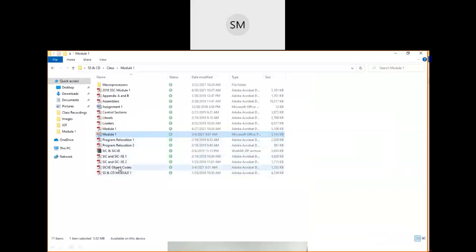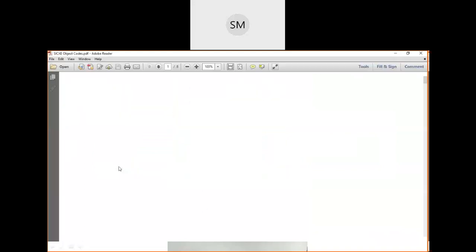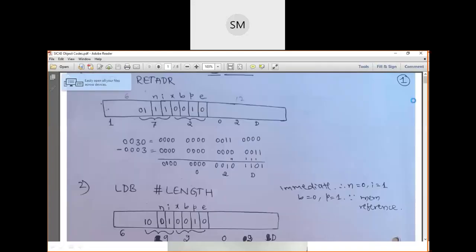Just a minute, I have one more file here. See, the first instruction is STL RETADR. For STL you have to find the opcode, and you should fill these 6 bits here. Then NIXBPE: N is 1, I is 1. It means it is neither indirect addressing mode nor immediate addressing mode, so there is no @ symbol and no hash symbol. So both of them should be 1 1 only.